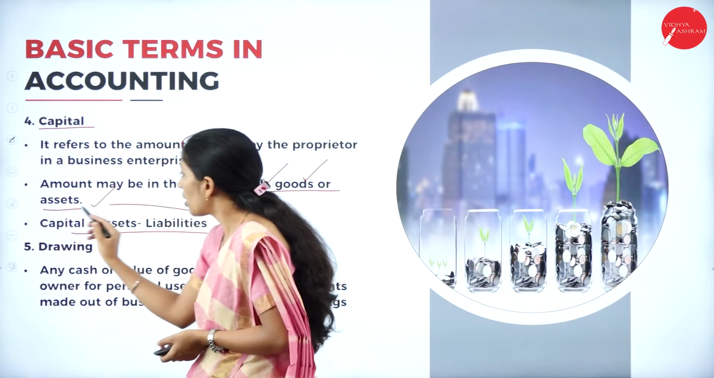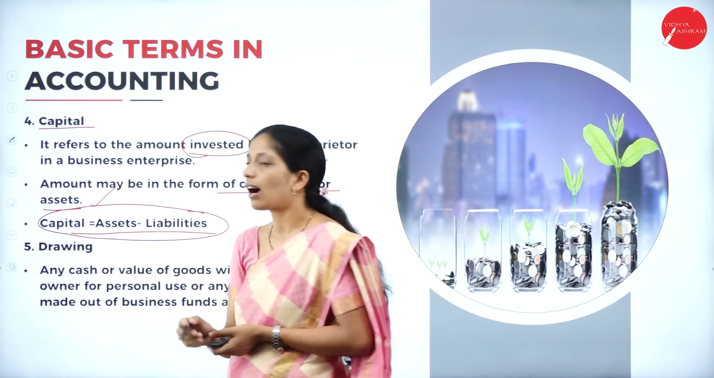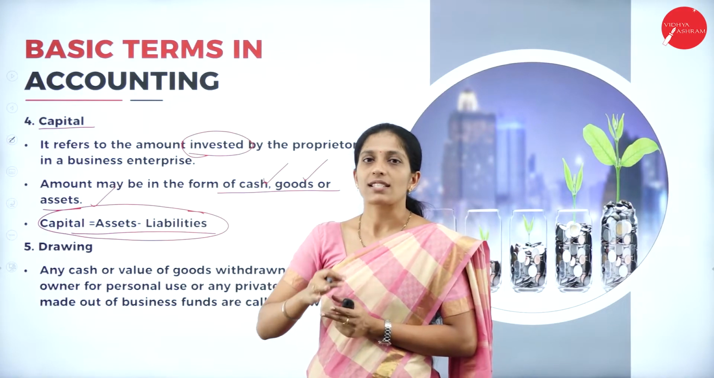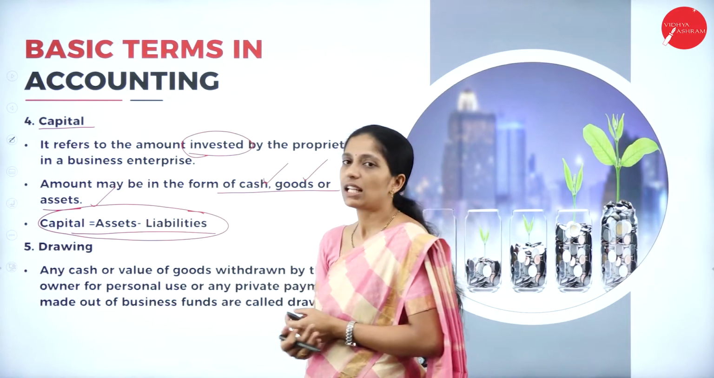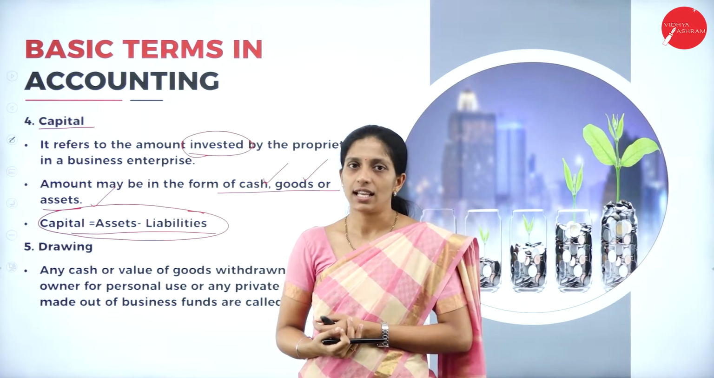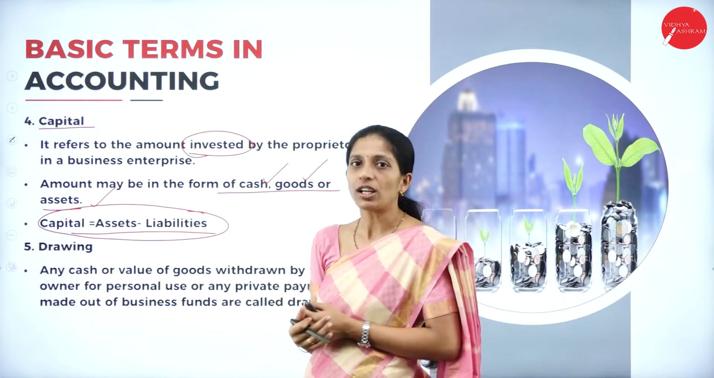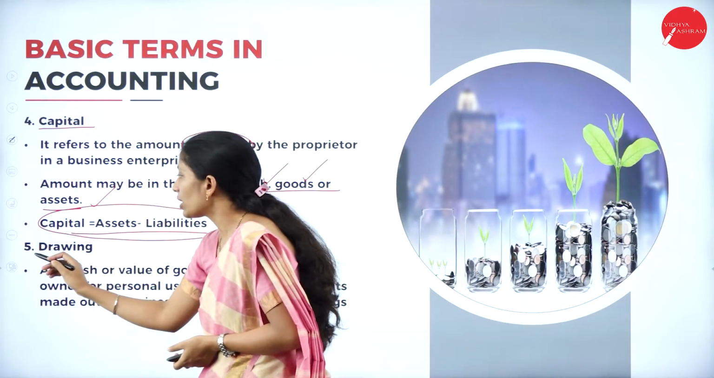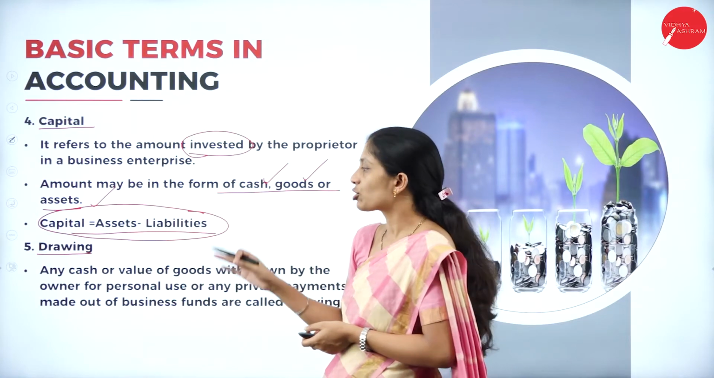We call this equation the accounting equation. So what is the accounting equation? Capital is equal to asset minus liabilities. So this is about capital. Now coming to the next term, that is drawings.